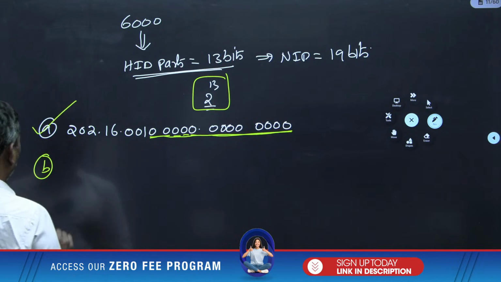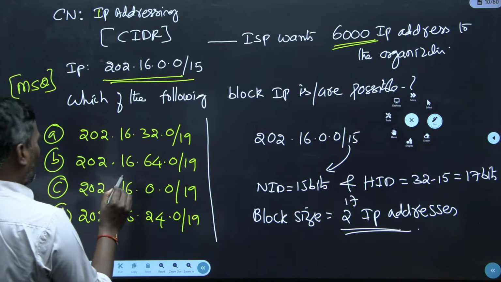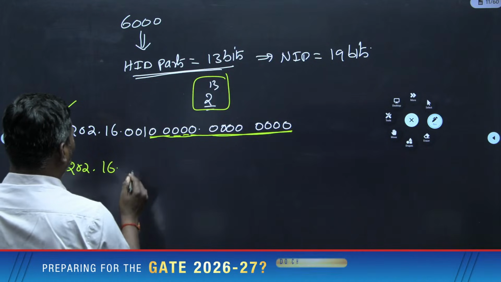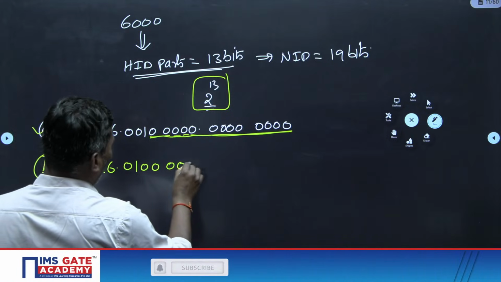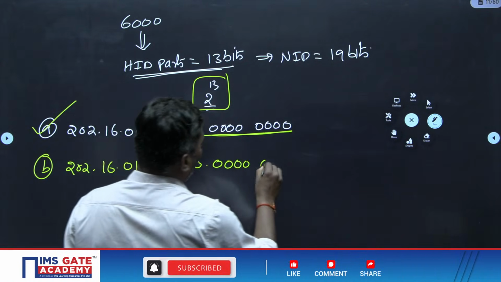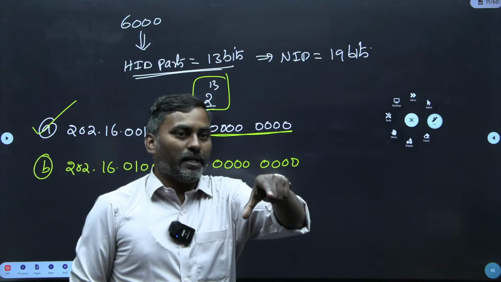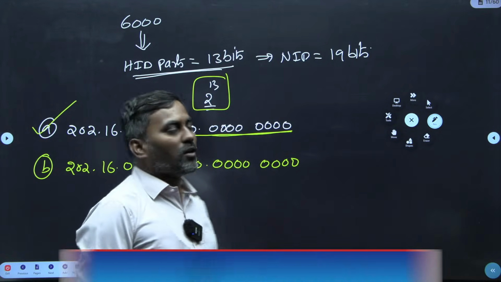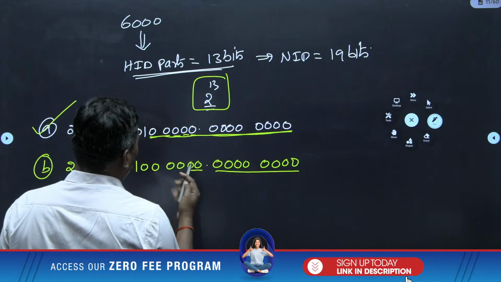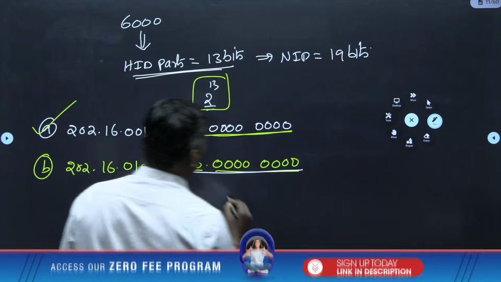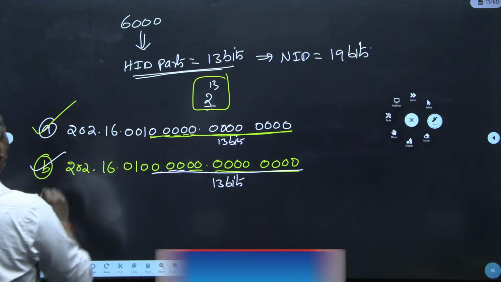Now option B: 202.16.64. 64 is 0, 1, 0, 0, 0, 0, 0, 0 against 128, 64, 32, 16, 8, 4, 2, 1, then dot and all zeros. Again, for this IP address to be the block ID, it must be divisible by the total size of the block, 2 power 13, so 13 bits should be 0. Counting 8, 9, 10, 11, 12, 13, the least 13 bits are 0. Therefore this is also suitable.